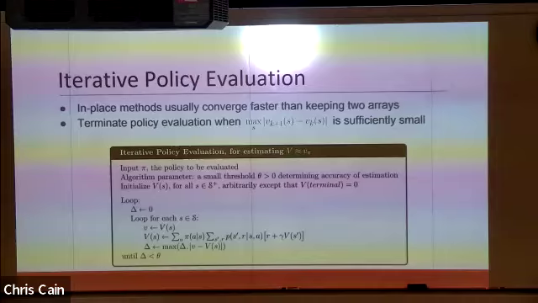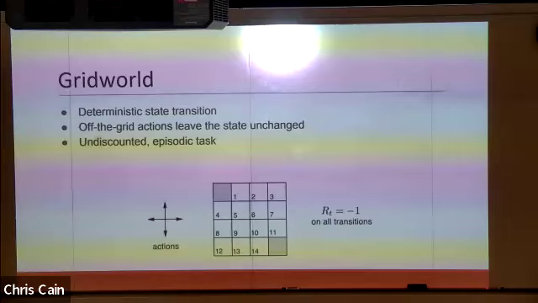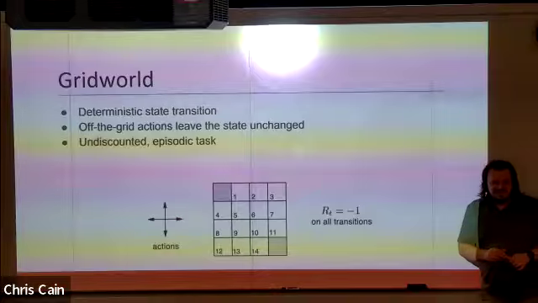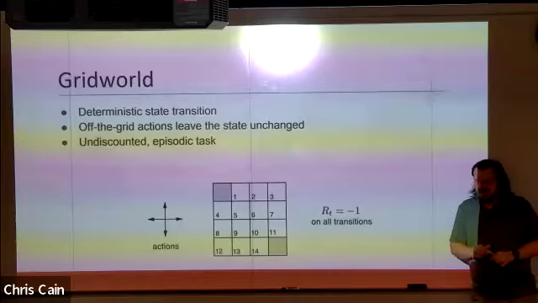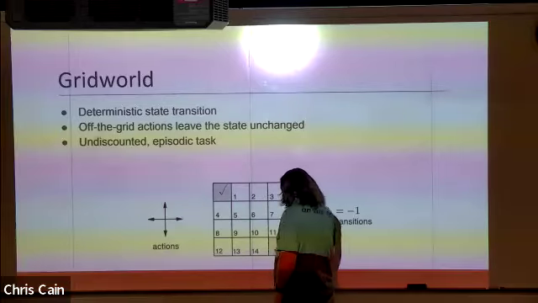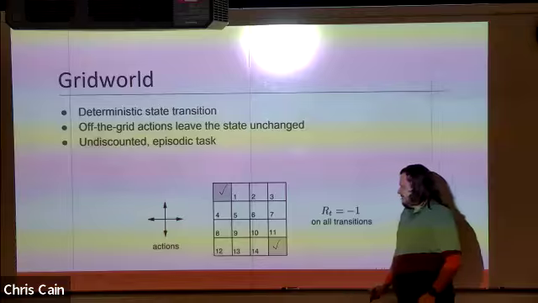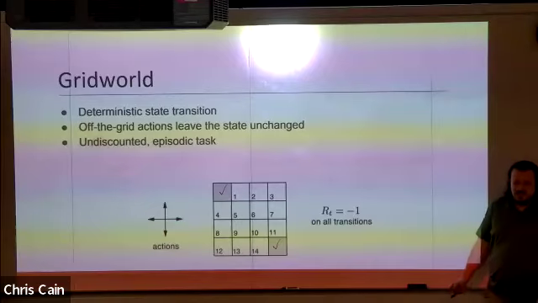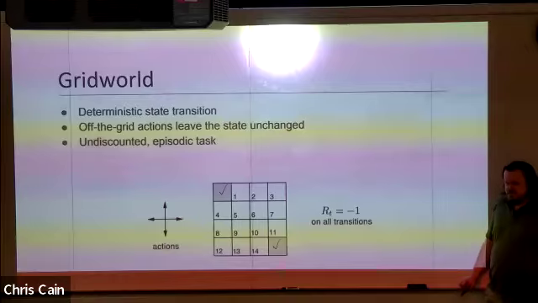But I want to show you the example. So we're going to use Grid World as our example. The goal of this really simple game is to get either here or here. And we can either move right or up or left or down. We always have the option for all four.